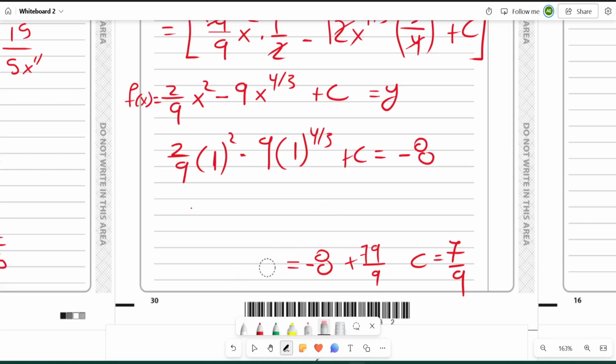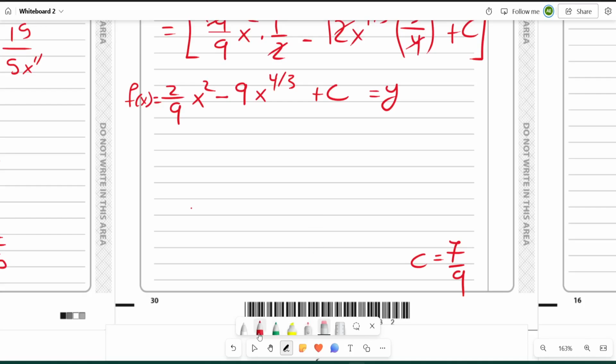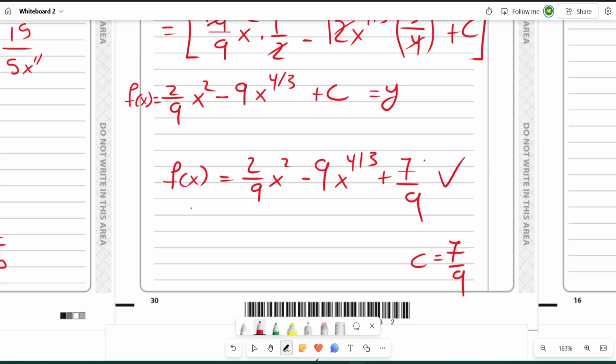Now we know that c is this. Okay, so we'll just leave it. So we have to rewrite, saying that f of x is going to equal 2 over 9 x squared minus 9x to the power 4 over 3 plus 7 over 9. And this is going to be your final answer.